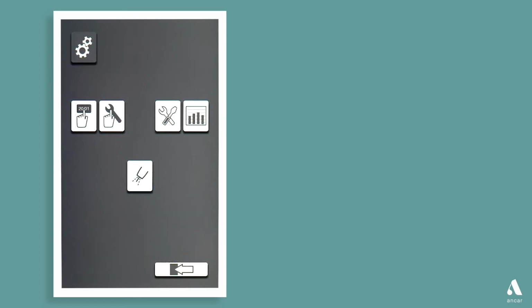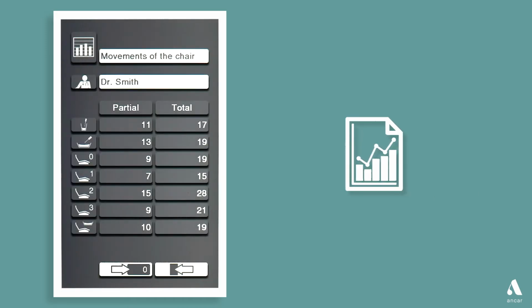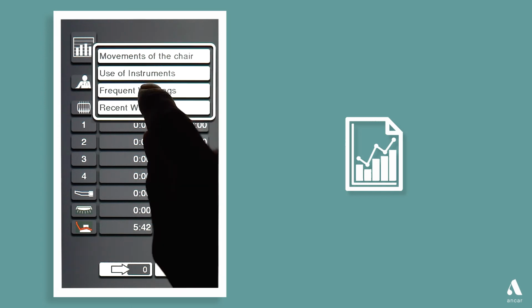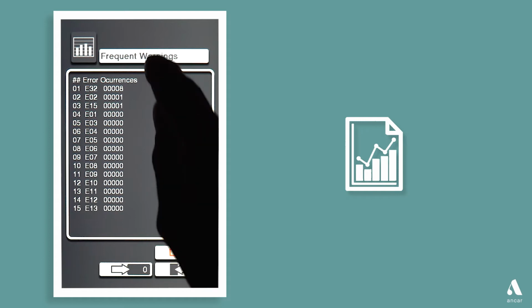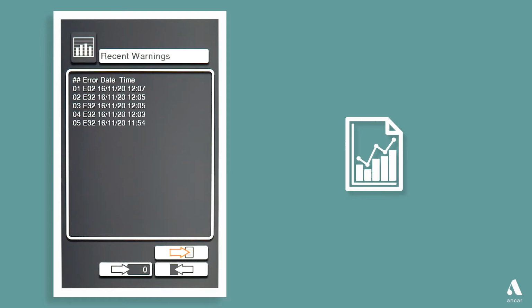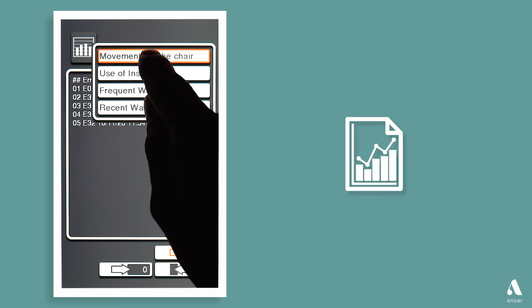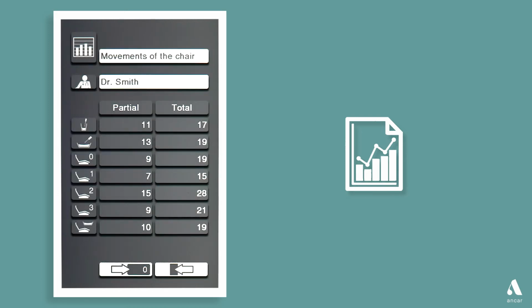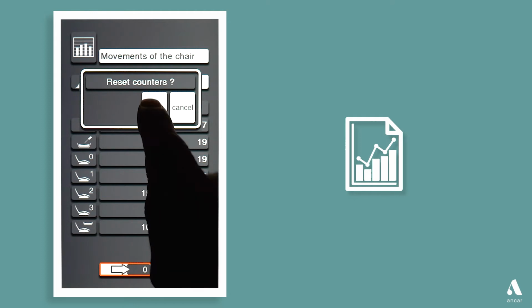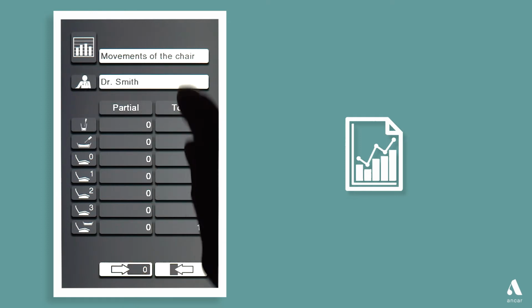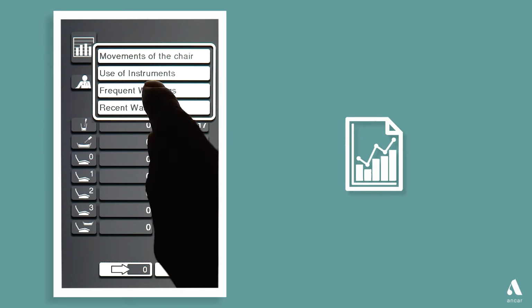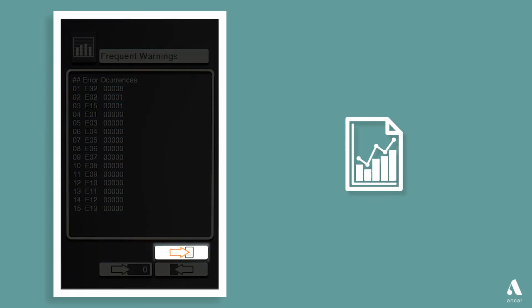You can also see the team statistics. Those can be consulted in the configuration menu. Here you can see the following statistics: statistics of seat movements, instrument performance statistics, history of the most frequent error messages, and finally, the history of the most recent error messages. All the partial statistics data can be easily reset from the option available at the bottom of the screen. In the sections on error history and more frequent errors, we also have an icon to change the page if necessary.